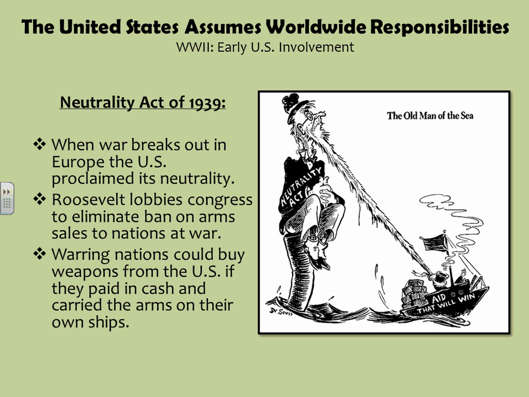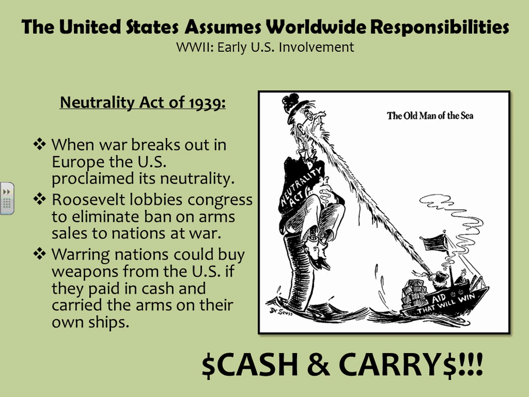However, warring nations could buy weapons from the United States if they paid in cash and carried their arms on their own ships. And this became known as cash and carry. So if you look at the picture of the Neutrality Act, there's the old man sitting. He represents the United States, Uncle Sam. Neutrality Act, we're staying out. But if countries wanted to pay in cash and carry their own weapons, we'd put the aid on their ships to take back to their countries. So again, we're technically not involved, but this is definitely helping out our economy, selling all of these goods.